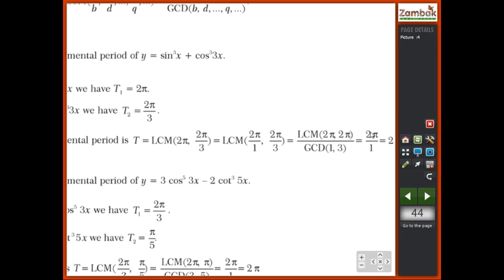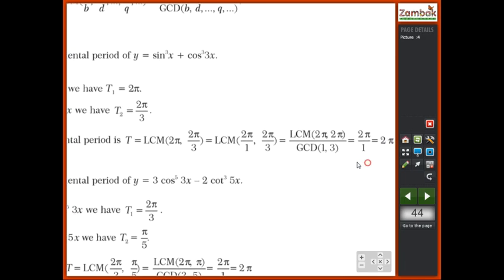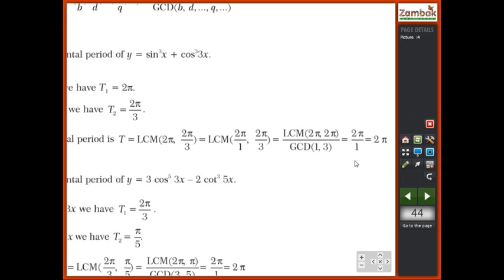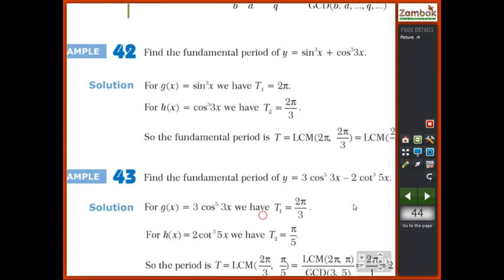And we have to find the greatest common factor. That means the biggest number by which 1 and 3 can be divided. The greatest common divisor for 1 and 3 is 1. Then 2 pi over 1 is 2 pi. Then 2 pi is the period of our function. Okay, now let's show another example.